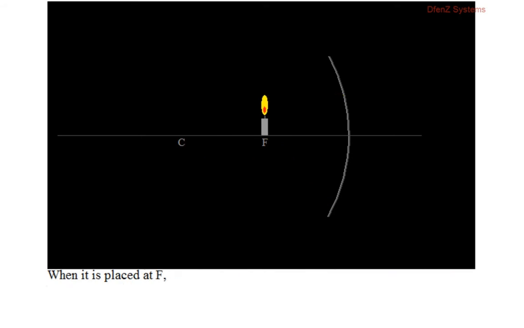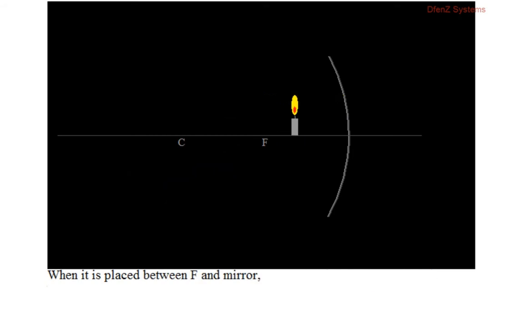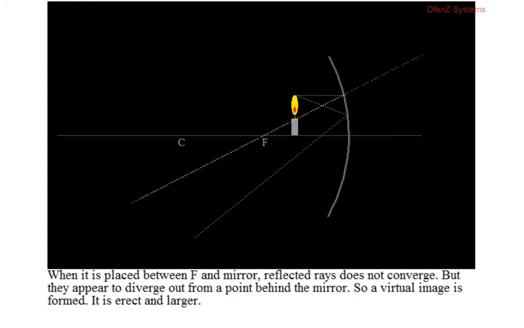When the object is placed at F, the reflected rays are parallel and hence no real image is formed. When the object is placed within F, a virtual, erect and magnified image can be seen behind the mirror. We can see the virtual image through the mirror, but it can't be shown on a screen.